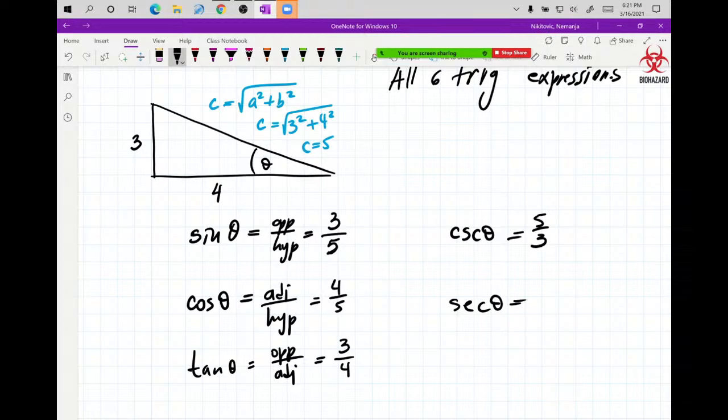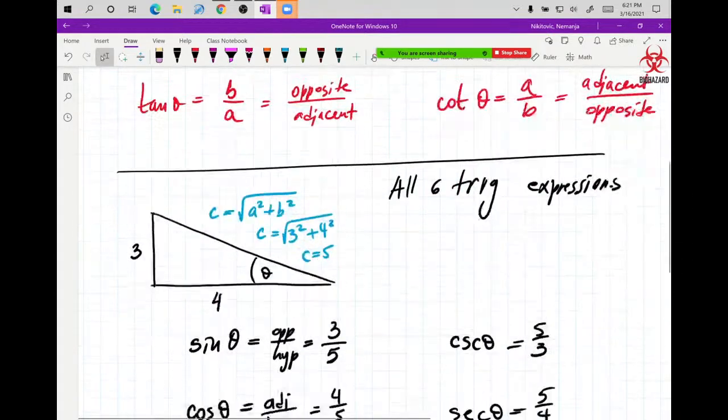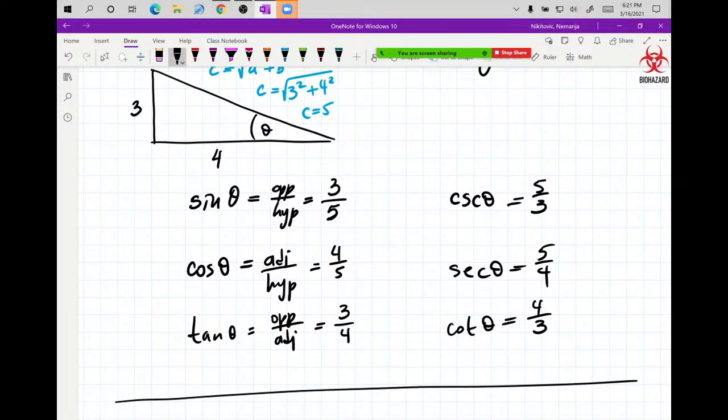Secant theta has to be 5 over 4. And cotangent theta has to be 4 over 3. Because those three are just flips. That's how we define them up there, right? When we did this red writing here, we said that the cosecant is a flip of sine. Now, all of those come into play later, right? We're not going to see all of the stuff immediately because there is a lot to set up.